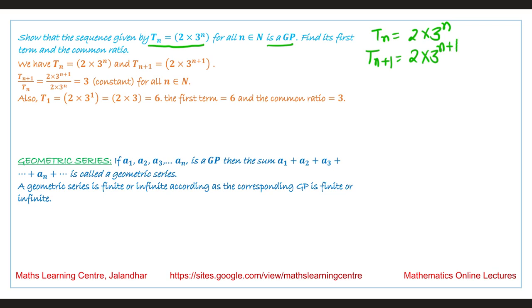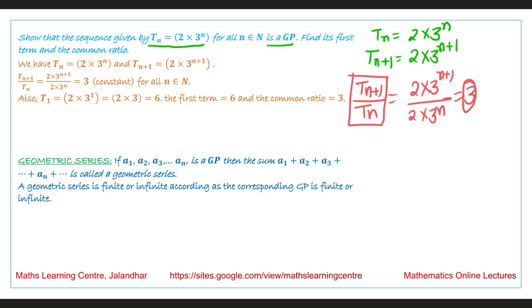Now the ratio of these two, Tn plus 1 over Tn, is equal to 2 into 3 raised to the power n plus 1 over 2 into 3 raised to the power n, and the answer we have is 3. So we are saying that the ratio of these two terms, Tn plus 1 over Tn, is equal to 3, and it is a constant number. So the common ratio R we have in this case is equal to 3.